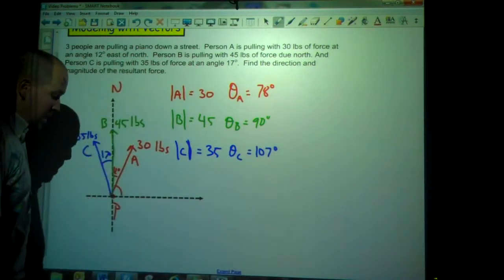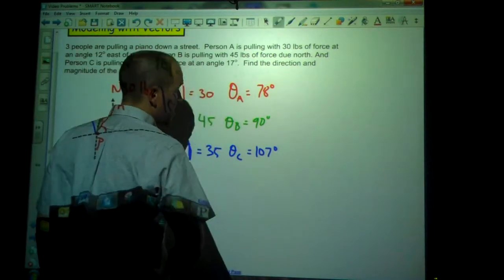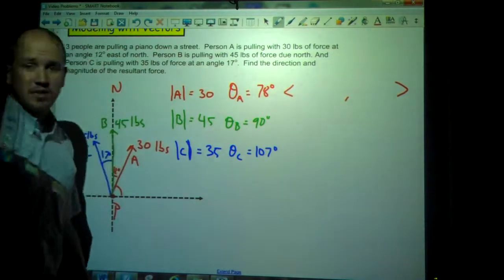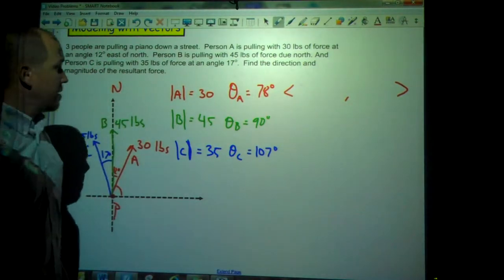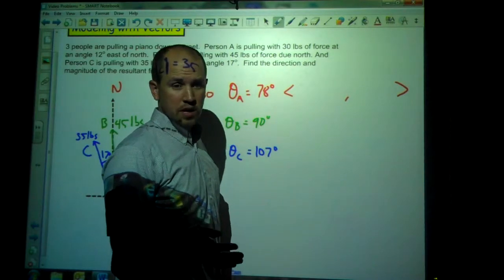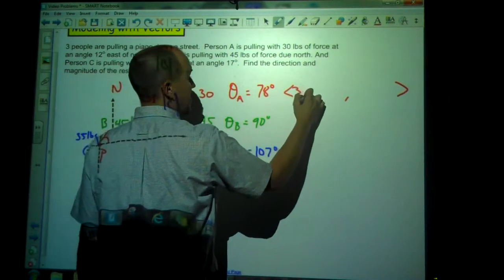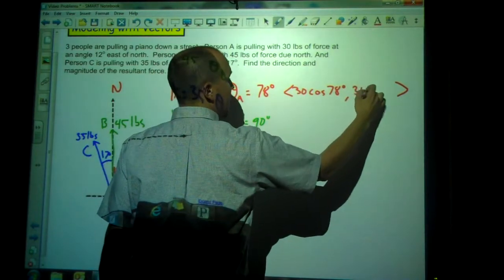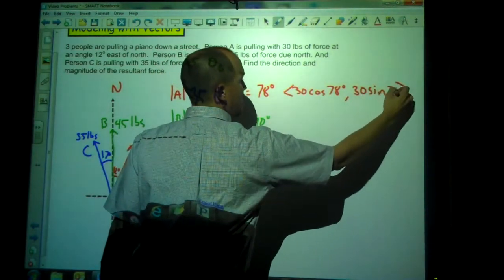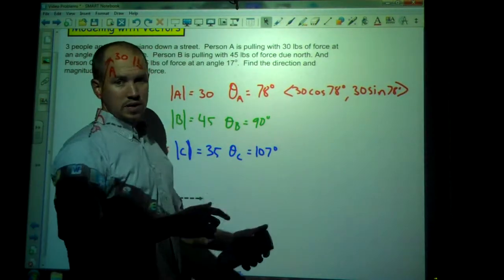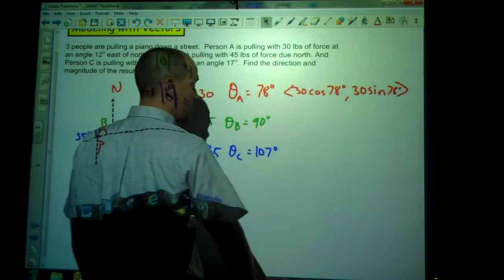Okay? Now, the components are going to be simple. And it's the same thing every time. Okay? The x component, the horizontal component, we always use cosine. So it's going to be the magnitude cosine of the angle, and then the magnitude sine of the angle. And I'm going to wait to do that on the calculator when I add them together.